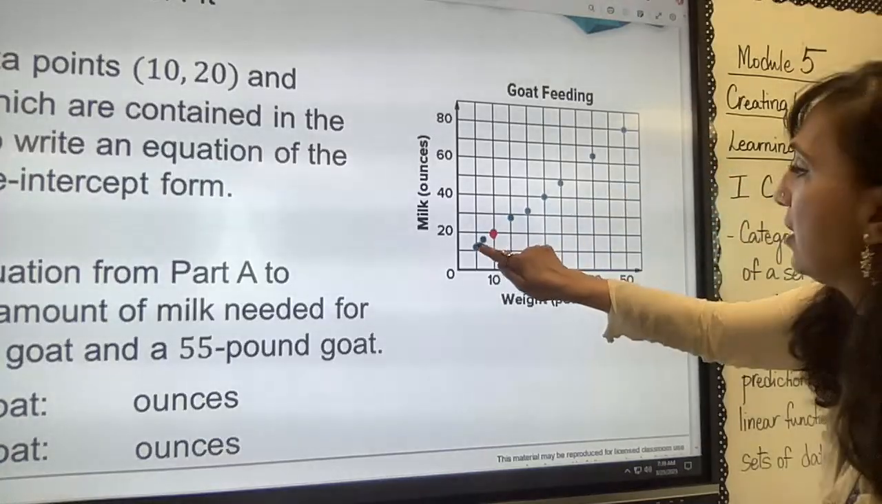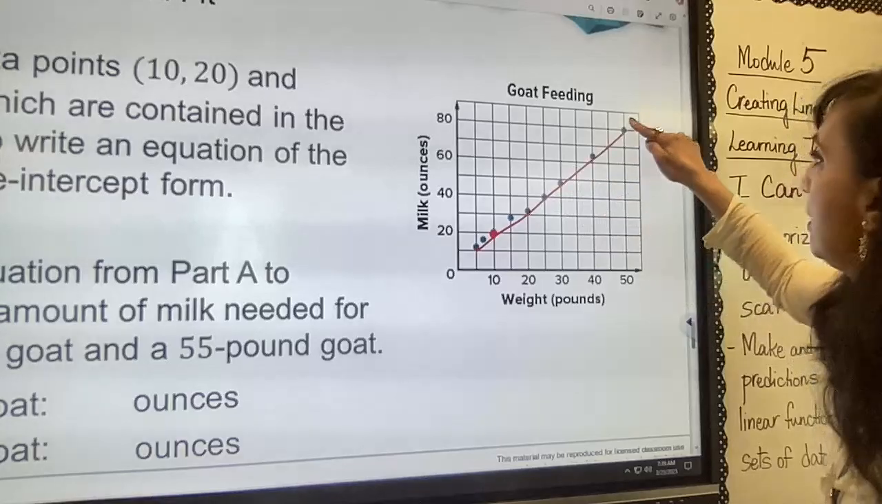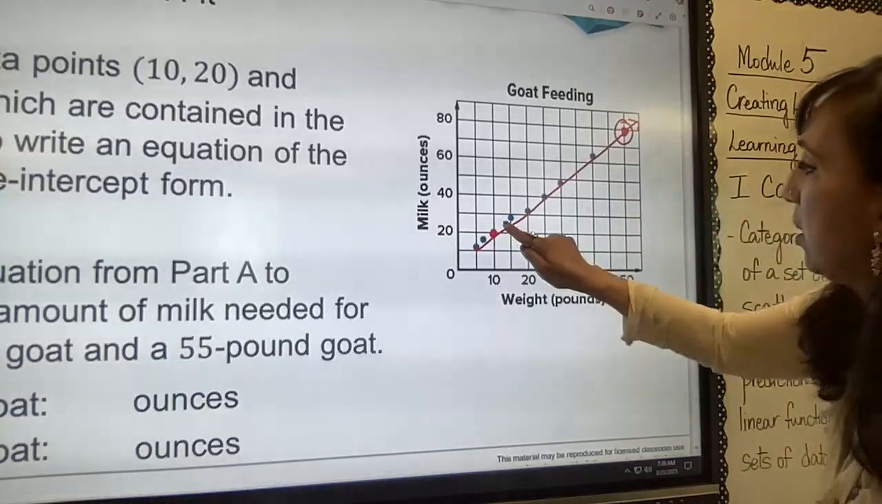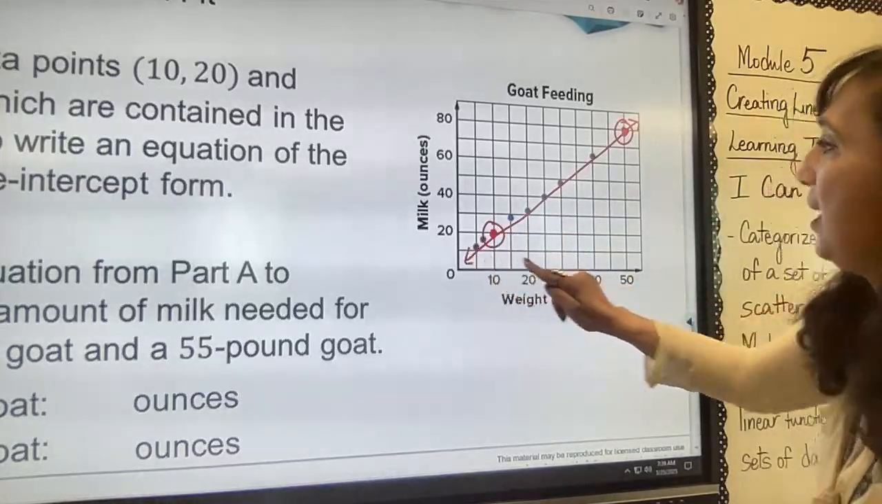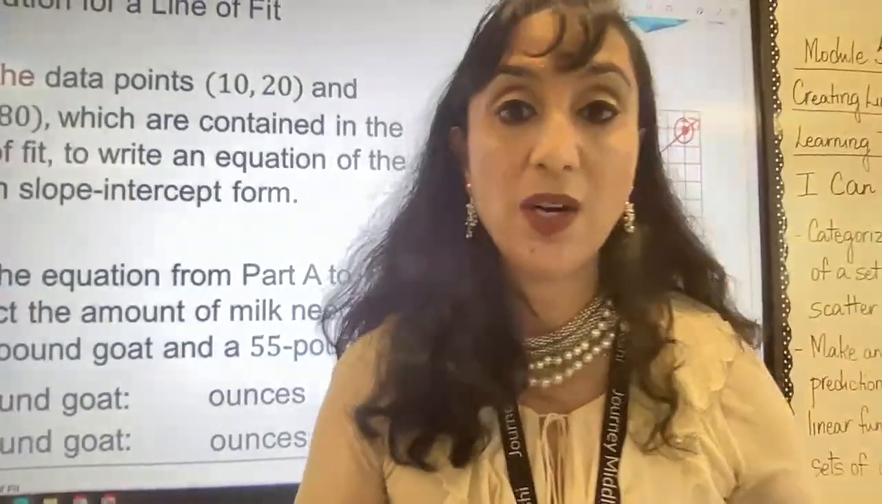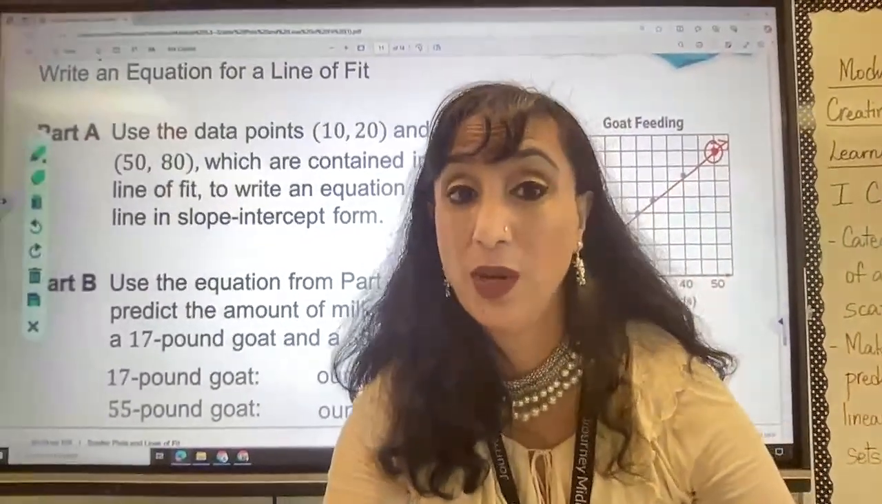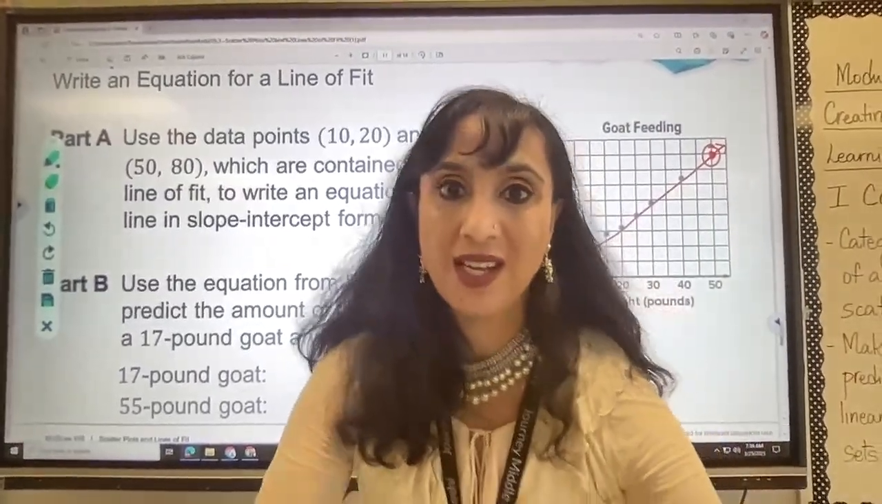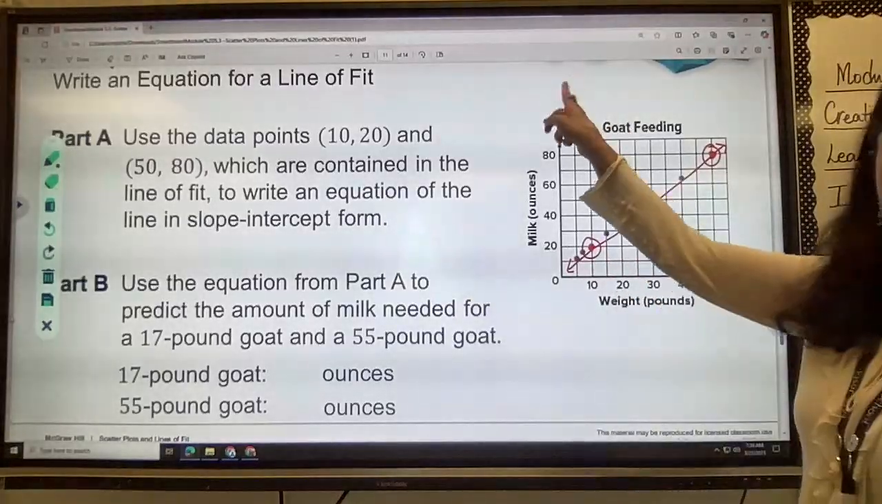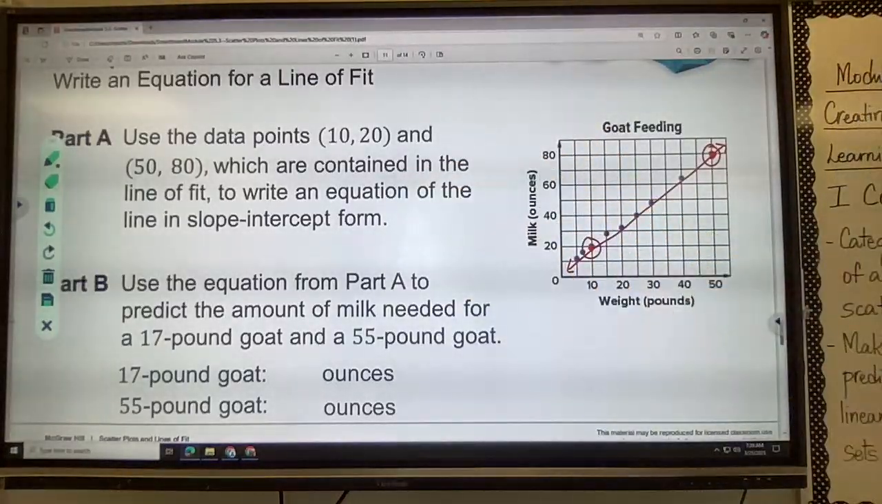So look how this is going this way. So I'm going to go ahead and take these 2 points because this is going to be easy for me to calculate. And that's what I was trying to say earlier when I was talking about taking points which are easy to just read. So I'm going to take my ordered pairs, which is (10, 20) and (50, 80).